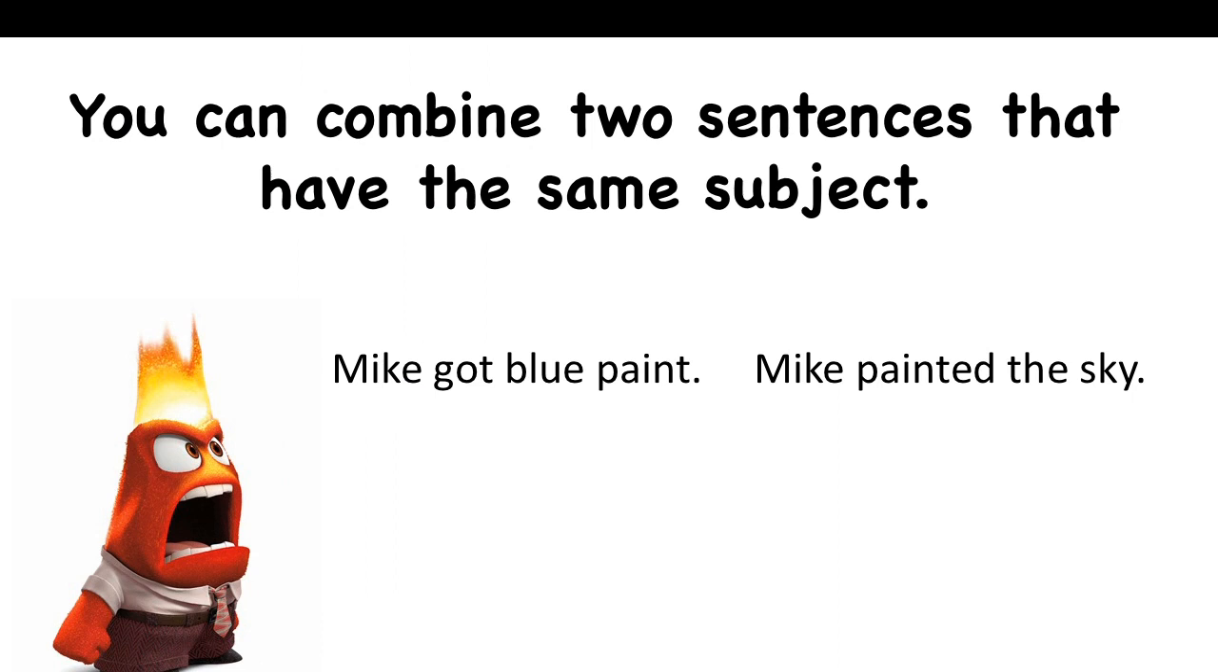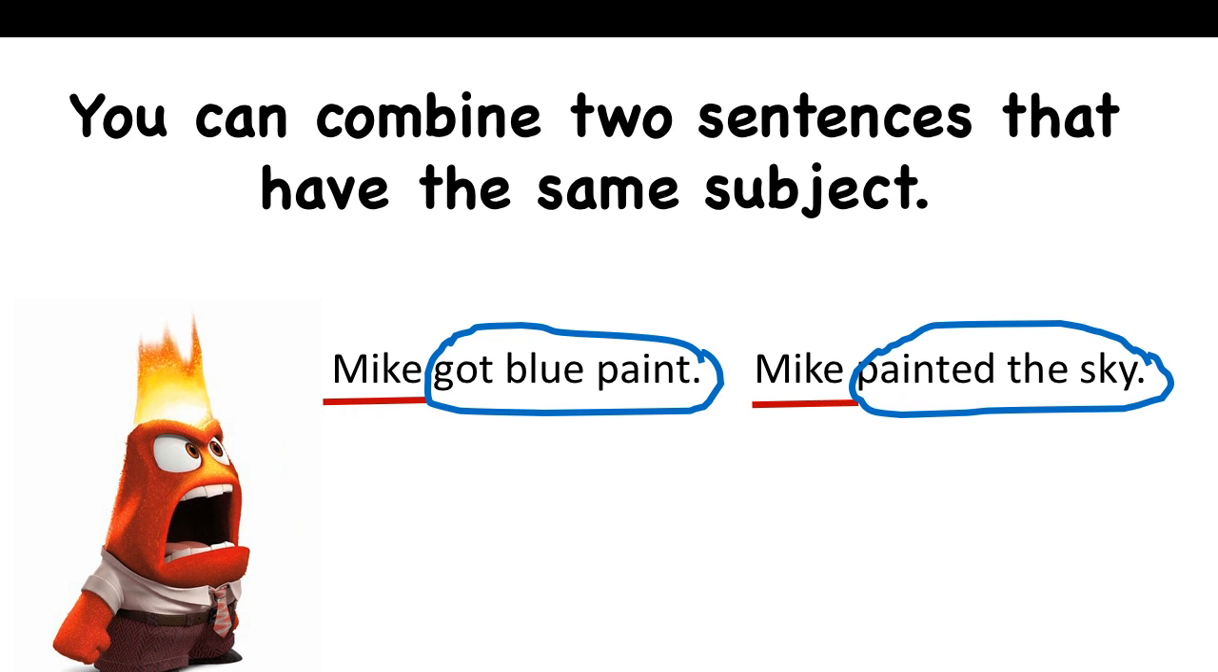Now, we can also join sentences that have the same subject. Like here you have: Mike got blue paint. Mike painted the sky. The two sentences have the same subject. The subject is the person or place or animal that the sentence is about. In these sentences, we are talking about Mike. It is the same subject, so we can put them together. Now, these words are the words that are not repeating. So what will we do? The words that do not repeat, we join them together with the word and. And now the second word Mike will go away, and the sentence will be: Mike got blue paint and painted the sky.